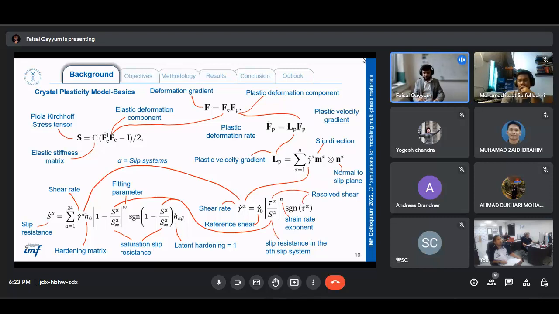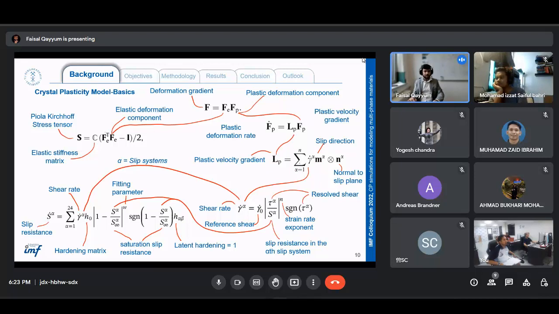And so we get this elastic deformation component from this simple equation. On the other hand, the plastic deformation component can be divided into plastic velocity gradient and plastic deformation rate. Now, this plastic velocity gradient is basically defined by a very simple equation of shear rate multiplied by the normal to slip plane and slip direction on every slip plane. So alpha is basically slip systems, which are from one to n.